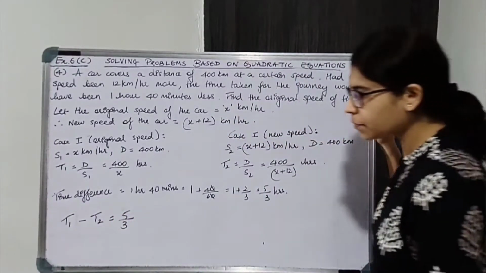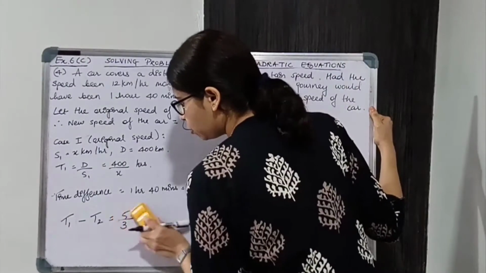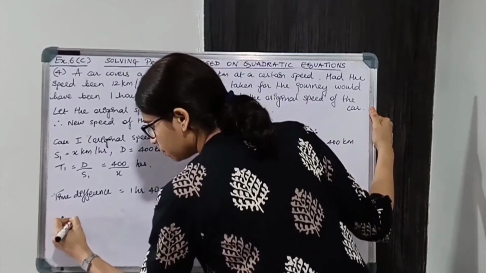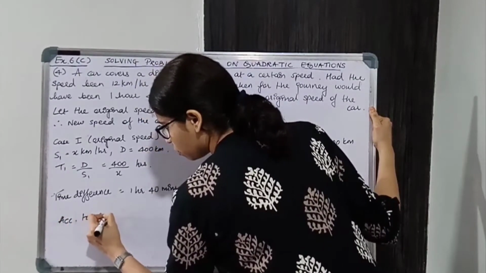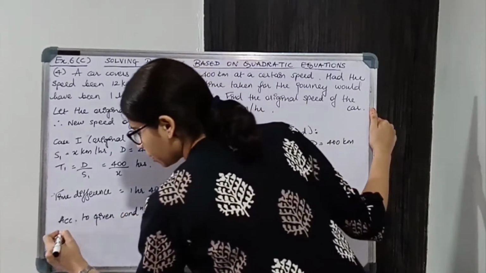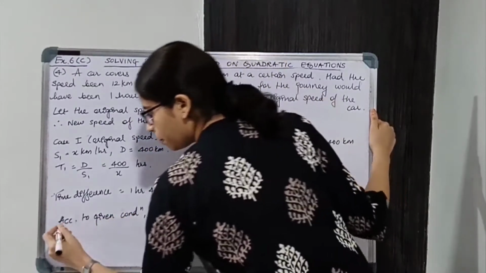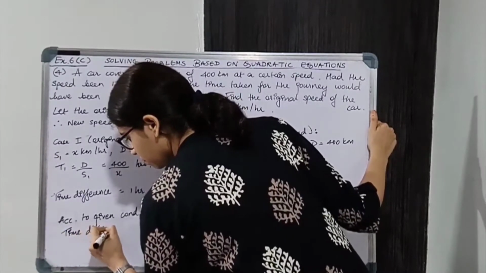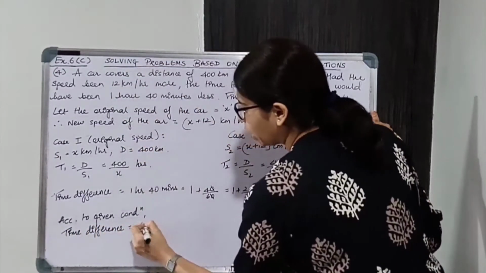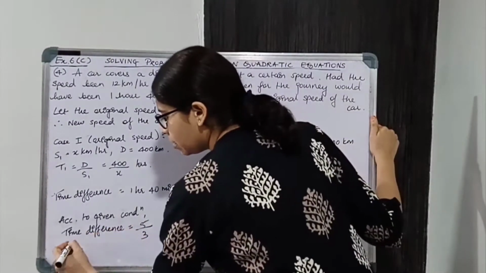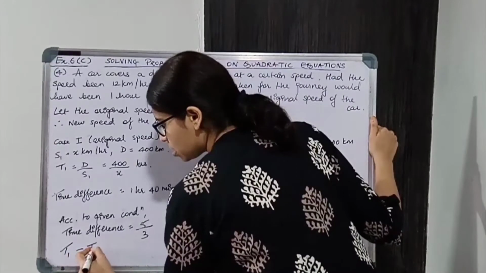Okay. So first write down according to given condition. Full words, okay, don't use short form. Time difference is equal to 5 by 3 hours. Okay. So time difference is basically T1 minus T2.